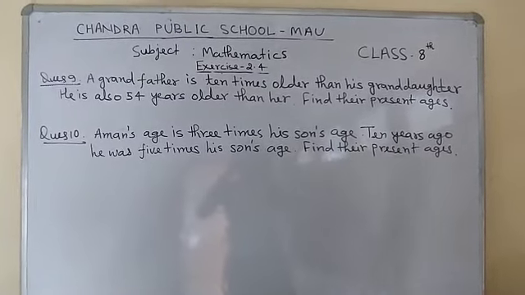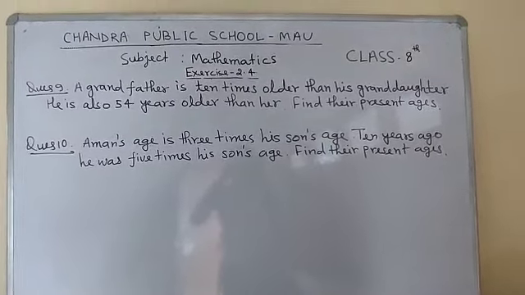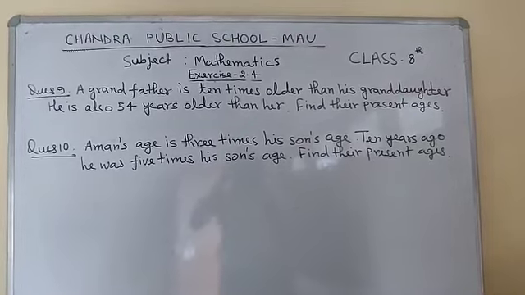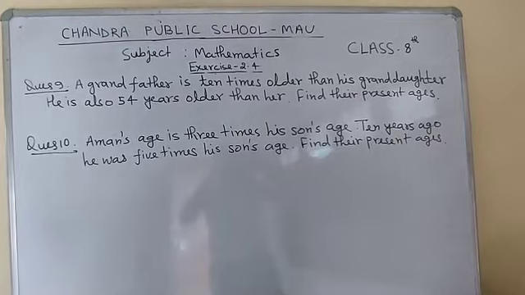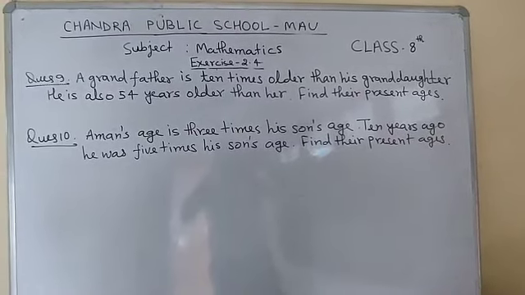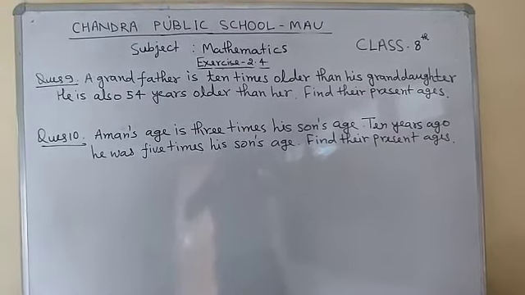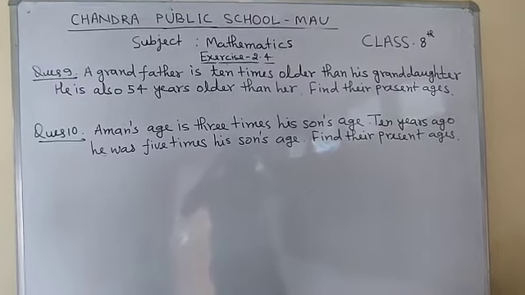Now students, I have written question number 9 and 10; I will only give the explanation of these two questions, and you need to solve them by yourself with proper steps. Question number 9: a grandfather is 10 times older than his granddaughter, and is also 54 years older than her. Find their present ages.